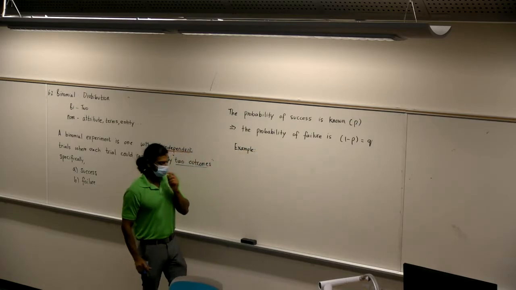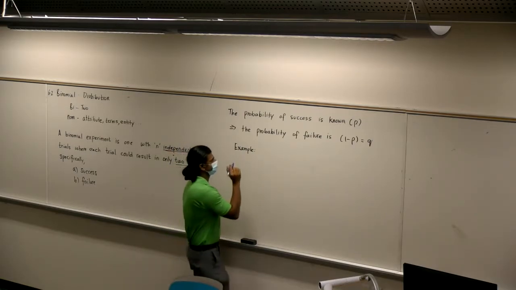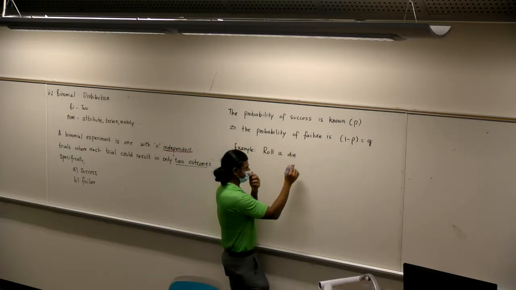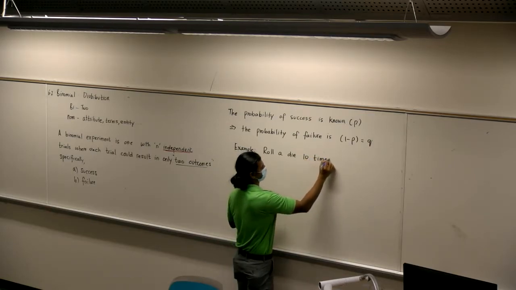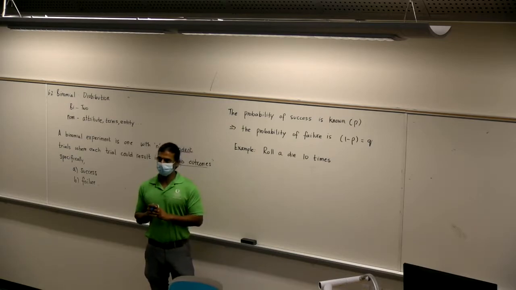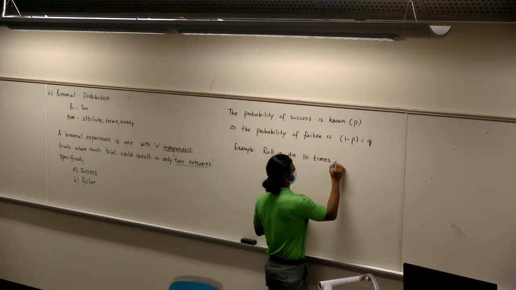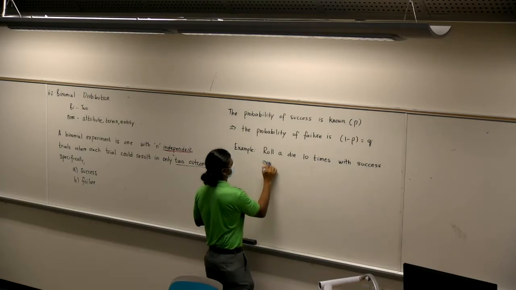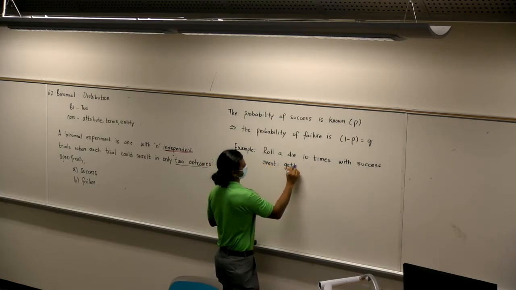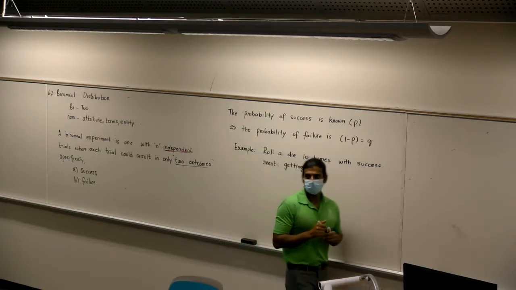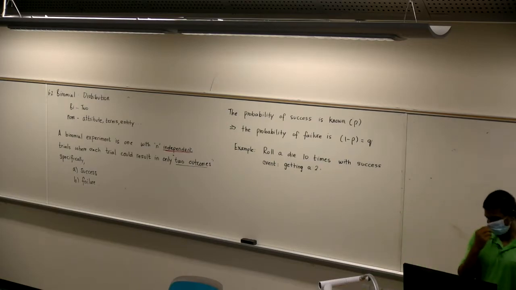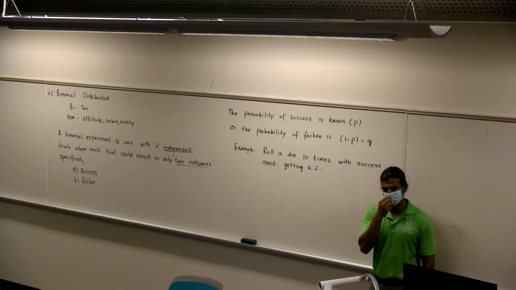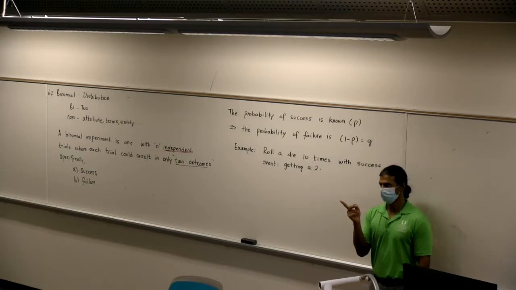Let's look at examples of binomial experiments. I'll start with one. Suppose I roll a pair of six-sided dice 10 times, and the object of interest, the success event, is getting a 2. So if I roll a die 10 times and the success event is getting a 2, do I know the probability of success? 1/6.